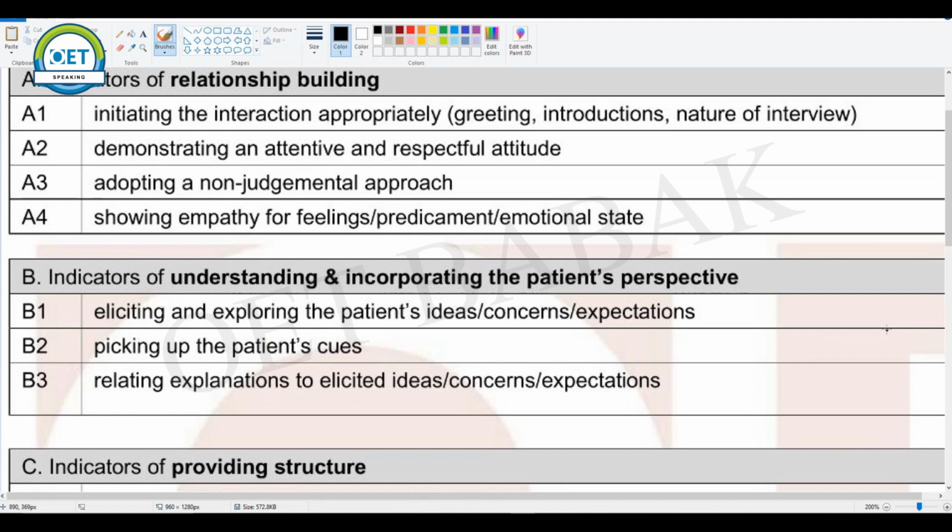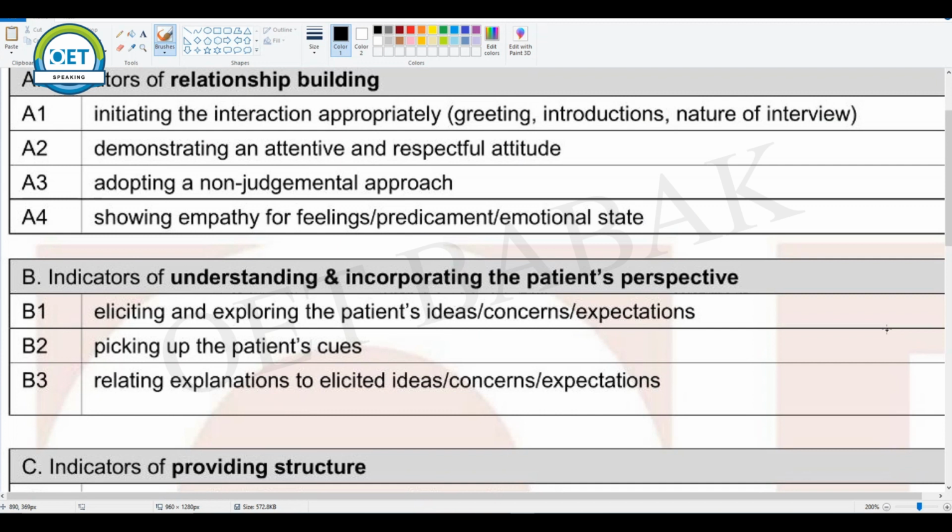Picking up on the patient's cues. What is that? If patients mention something, we follow that line. We don't just follow what we are supposed to, what we are having in our head. When the patient directs us in a specific way, we follow that way. Speaking exactly to the patient's. So you follow that lead. If they give you a lead, you follow that lead.